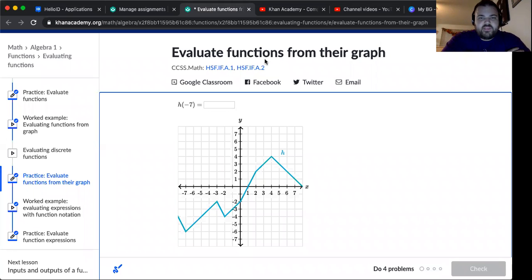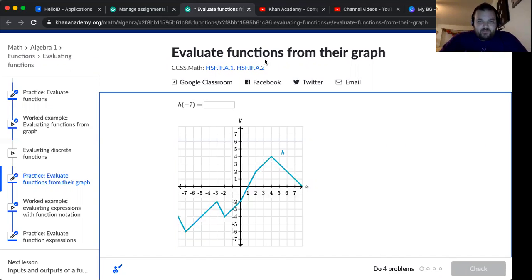All right, so in this video, what I'm going to do is walk you through four problems in Khan Academy. The particular skill we're working on is evaluating functions from their graph. If you've seen my previous video, I mentioned briefly that functions are no different than other aspects of mathematics. They can still be represented in tables, in graphs, and in equation form. In this case, we're going to be looking at functions being represented in graphs.